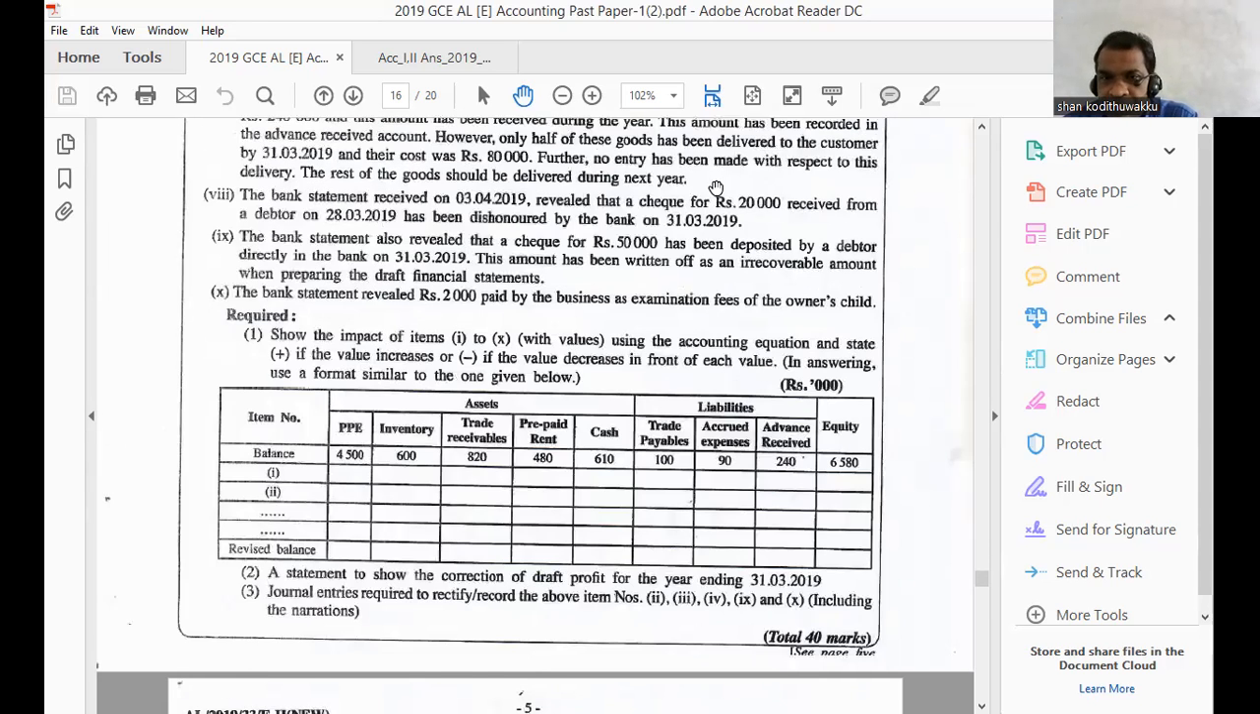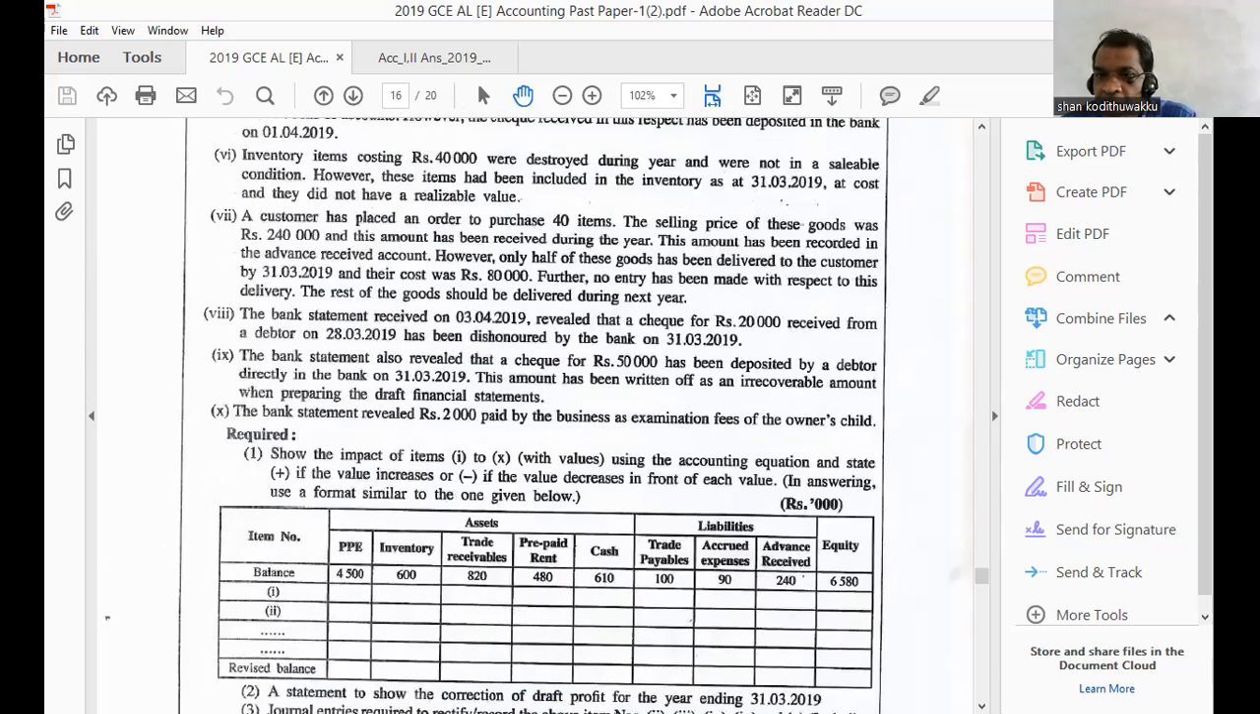Then I will just show the answer, how they have adjusted the answer.